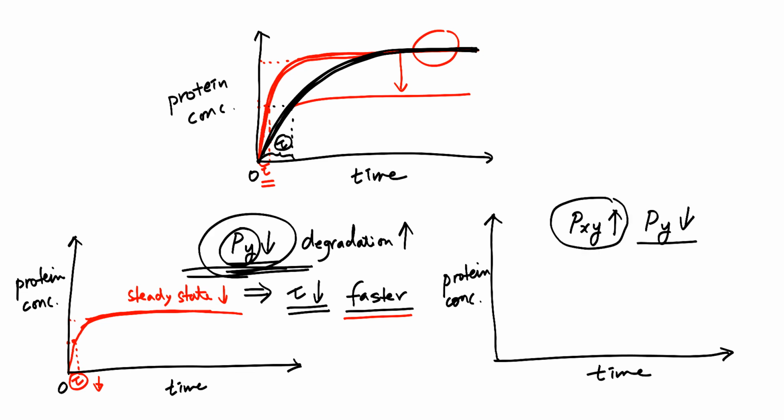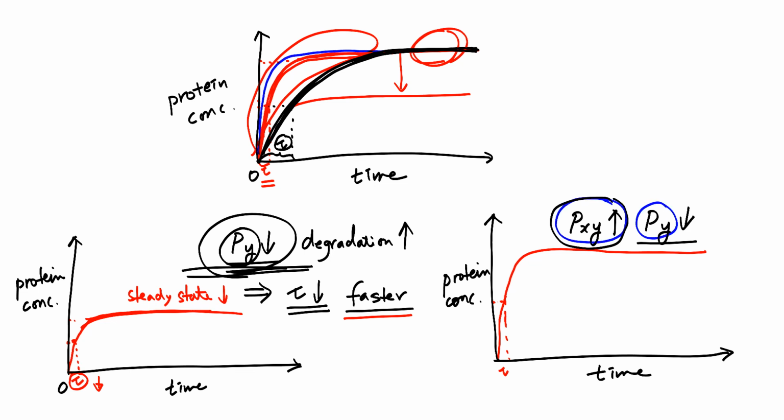How about if you increase p sub xy while your py is still low? So your degradation is high and your production is also high. If you do that, you can have something like this, which is this dynamic. Response time is small. That means your response is fast. And also your steady state level is high. So by comodulating pxy and py, we can achieve the dynamics that we want.